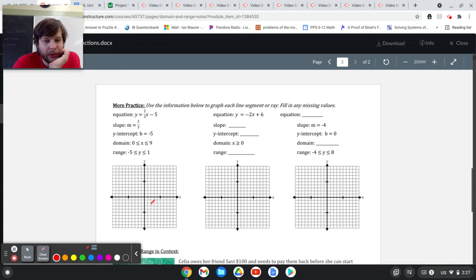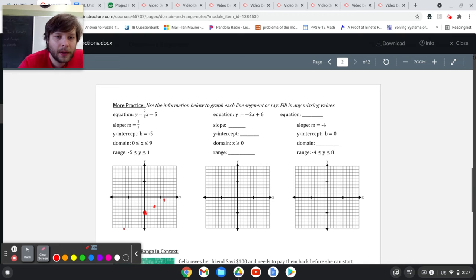So I'm going to put my first dot right here at y equals -5. That's the y-intercept. And then 2/3 means to rise 2, run 3, put a dot. Okay, rise 2, run 3, put a dot right there. And then you're going to connect your dots with the straight line.